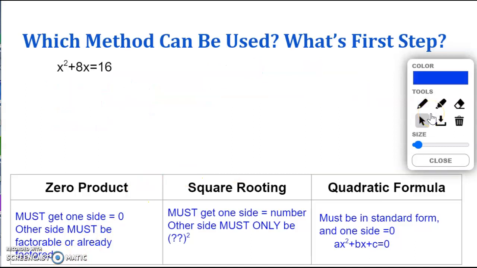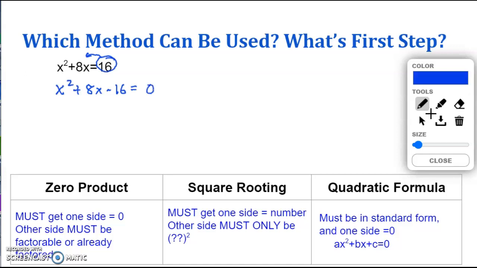Okay, another problem. Which method can be used? X squared plus 6x is equal to 16. Now in this case, because we have an x term, we cannot use square rooting. That means we have a choice between zero product or quadratic formula. Either way, I need to bring the 16 to the other side. So I am going to subtract 16 from both sides and you're left with x squared plus 8x minus 16 is going to be equal to 0.